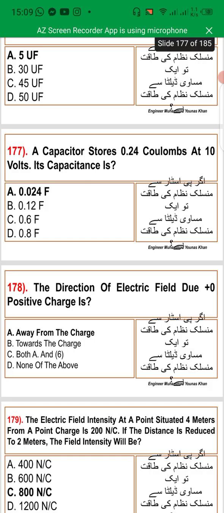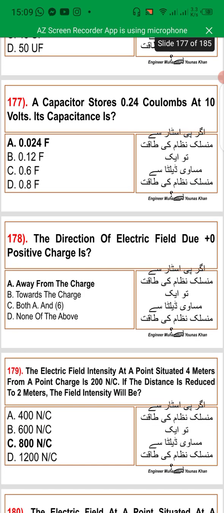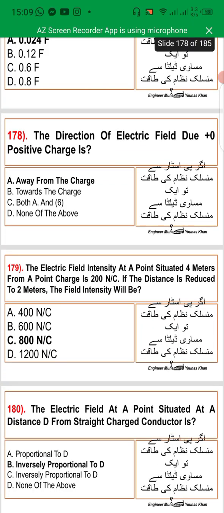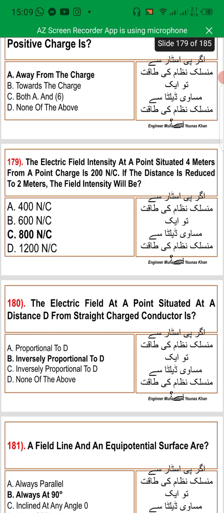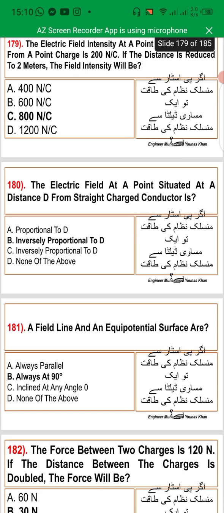A capacitor stores 0.24 coulombs at 10 volts. Its capacitance is 0.024 farad. The direction of electric field due to a positive charge is away from the charge. The electric field intensity at a point situated 4 meters from a point charge is 200 N/C. If the distance is reduced to 2 meters, the field intensity will be 800 N/C.